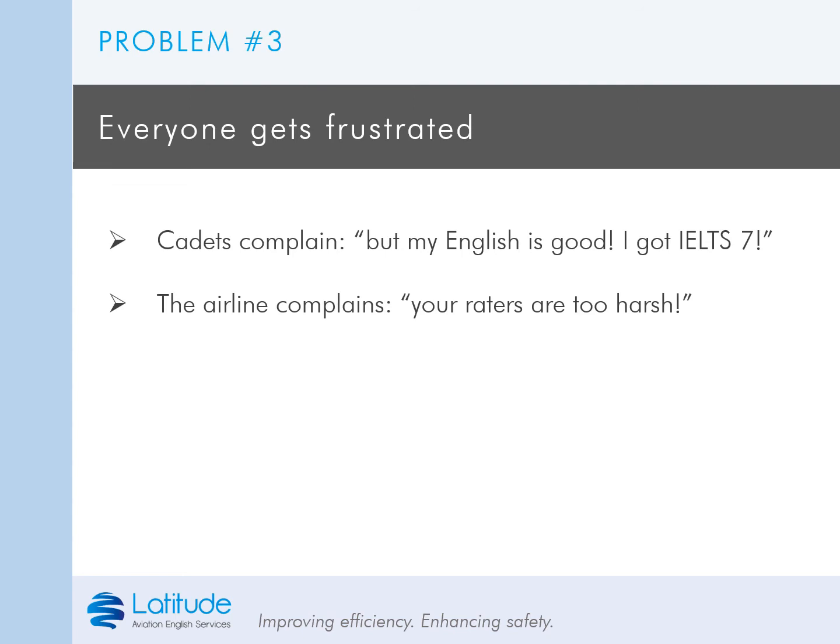"This guy has excellent English," they say. "Why did you give him level 3?" They complain to the test provider and the regulator. So the regulator audits the test provider and sees a huge spike in candidate appeals. They question the test provider's integrity.